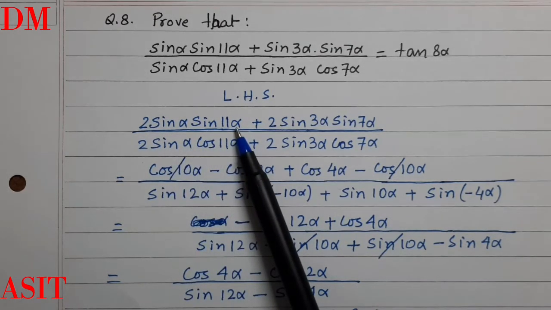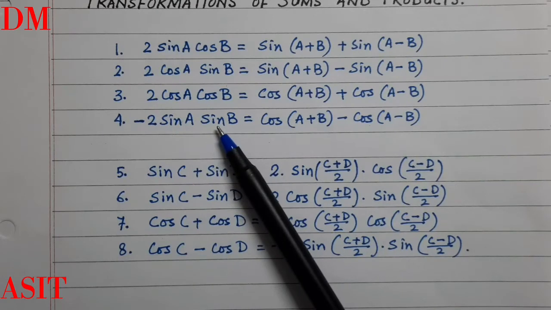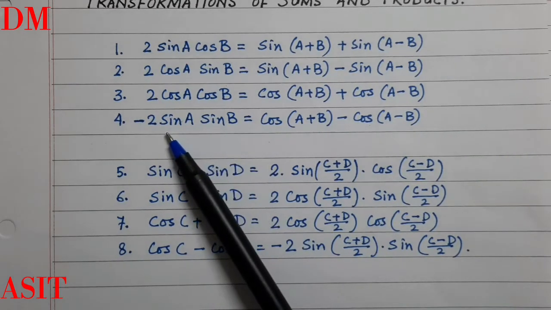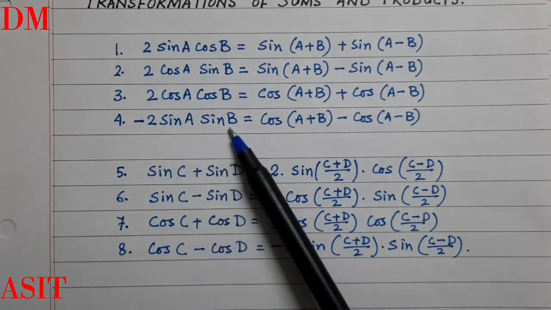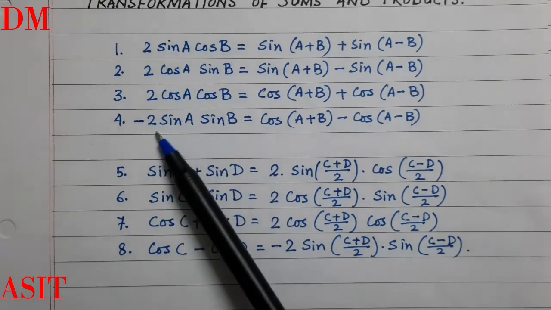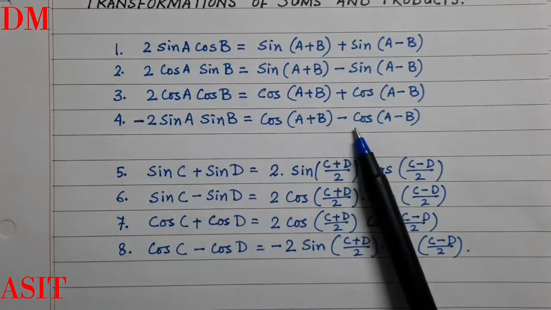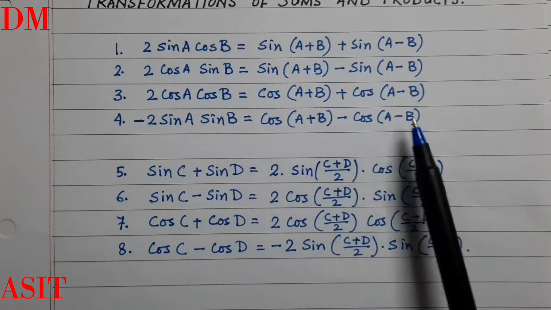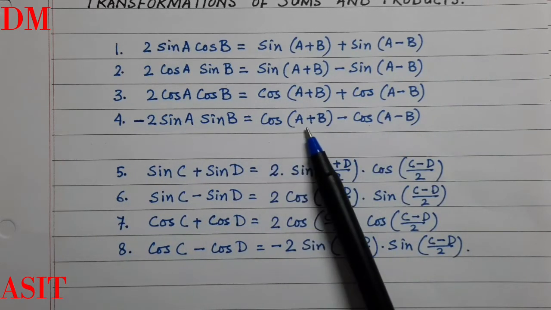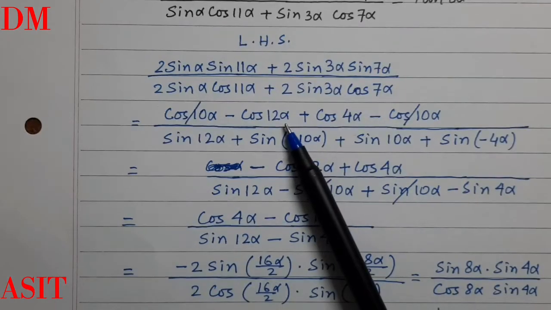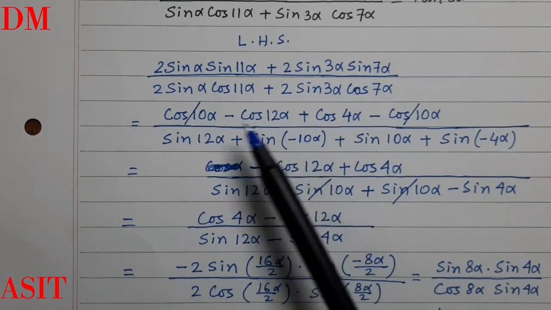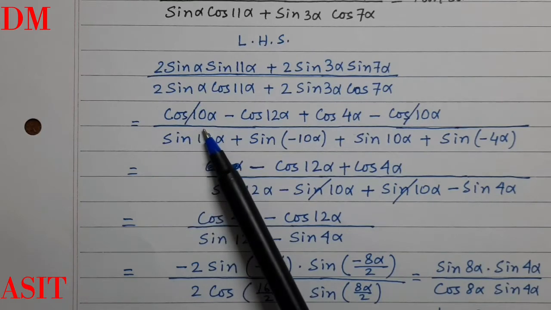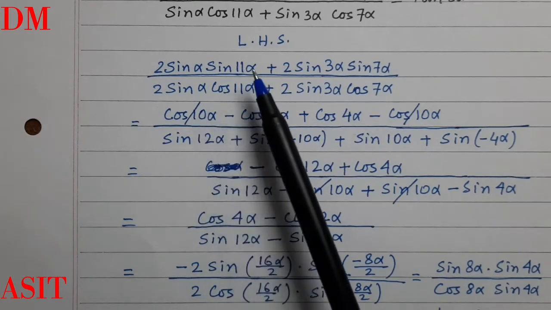Now let's see the formula. So this one is the formula. It is given that minus 2 sin A sin B, but we need 2 sin A sin B, so we put this minus this side. So it will become 2 sin A sin B is equals to cos of A minus B minus cos of A plus B. Now here we have this formula. So this is cos of A minus B.